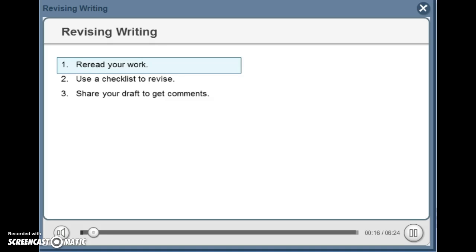First, take a little break and then reread your work. Rereading helps you see problems and weaknesses, but you won't see them if you reread as soon as you have finished writing. Take a break.